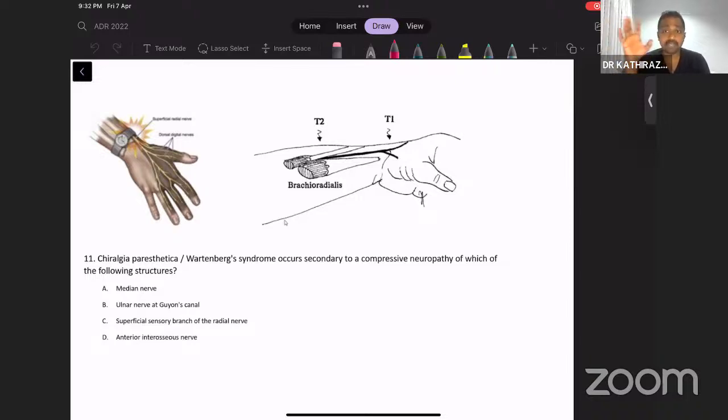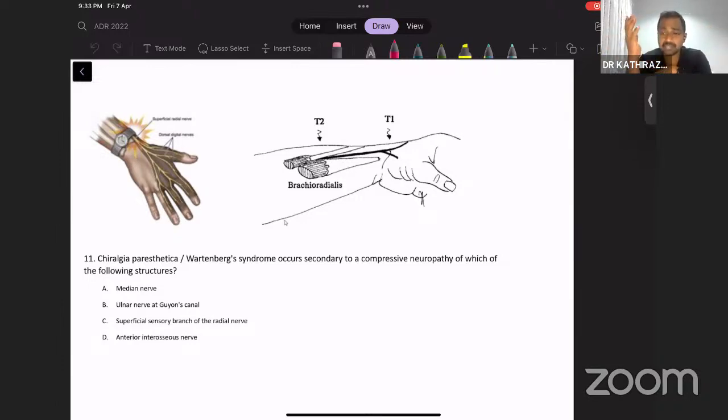Now, I didn't make this question confusing, because I could have given easy lower limb nerves, but I didn't. Whatever options I have given are nerves of the upper limb. Ulnar nerve at the Guyon canal, which is also called ulnar tunnel syndrome, that is totally different. Median nerve is affected in carpal tunnel syndrome. Anterior interosseous nerve can be affected in a supracondylar fracture, or pronator syndrome can affect the median nerve and the anterior interosseous nerve.